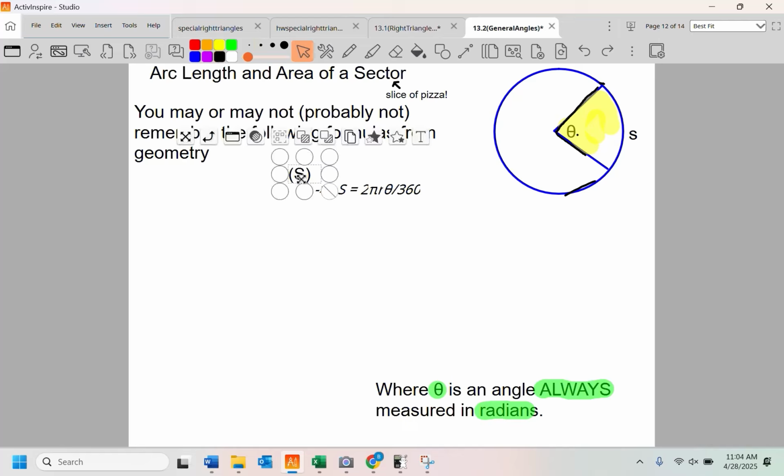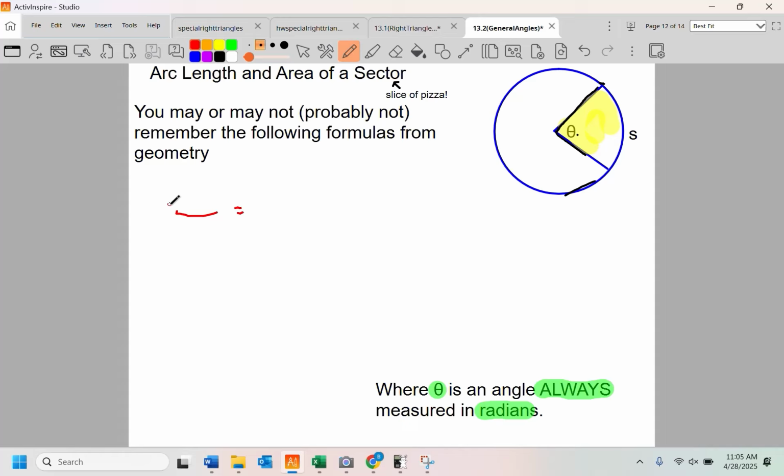So I had this page mostly complete, but then I decided I'd go over it. So you're supposed to find arc length and the area of a sector, and a sector is a slice of pizza. And you may or may not remember how you did this in geometry. Now, when I taught geometry, back in the Stone Age, we set up proportions.